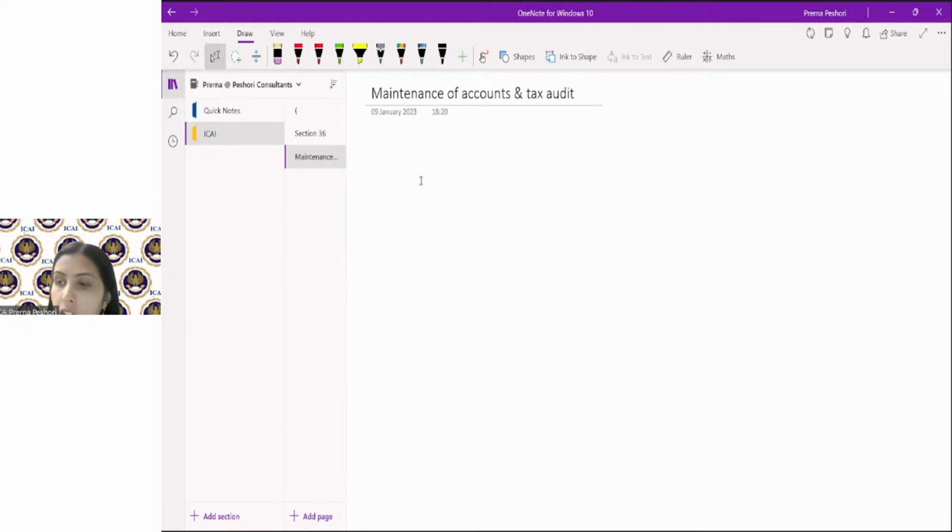Section 44AA: maintain the books of accounts and other documents as notified, by the notified professions and by other businesses or professions. Okay. So in 44AA we have two parts: one for the specified professions and then one for the other businesses. So first, the specified professions.